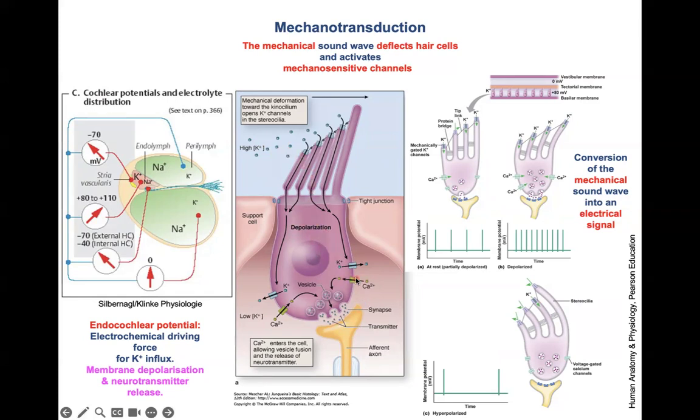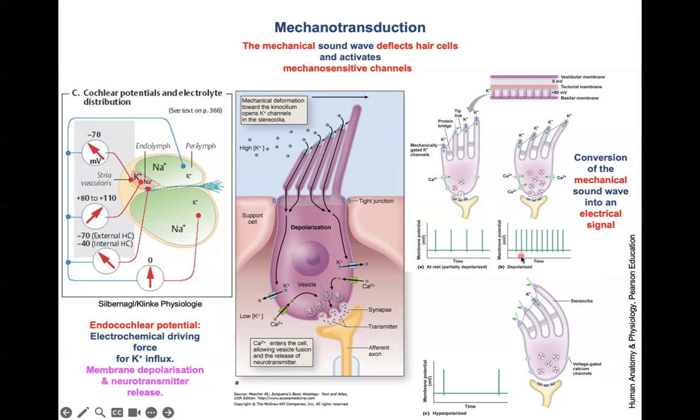Now we have here calcium channels, voltage-gated calcium channels. Potassium, which depolarizes the inner cell, opens up the calcium channels, calcium flows into the inner cell, and activates the vesicles to release the neurotransmitter glutamate. Now, glutamate binds the receptors in the neurons, which results in action potentials, as we see here.